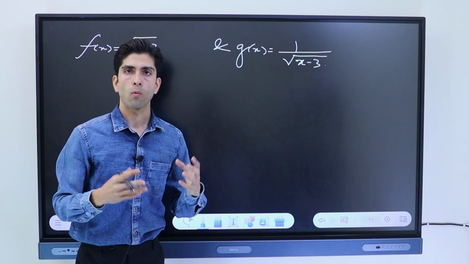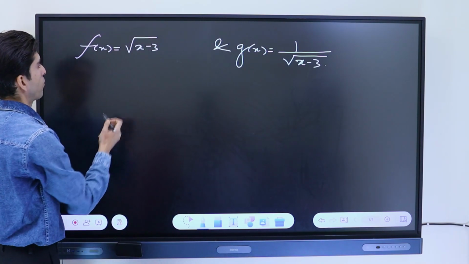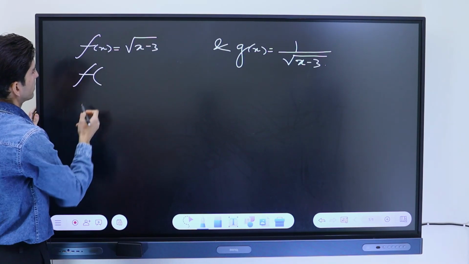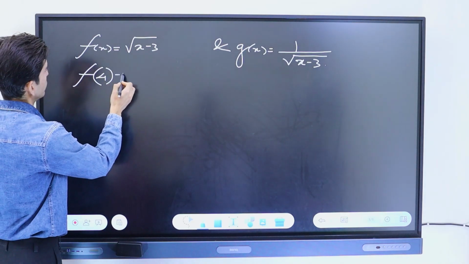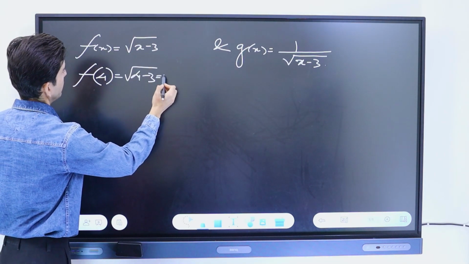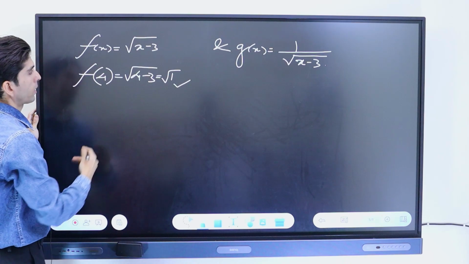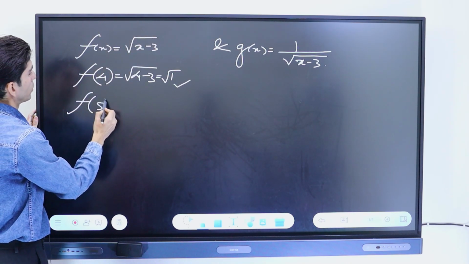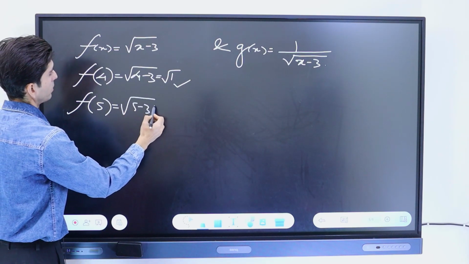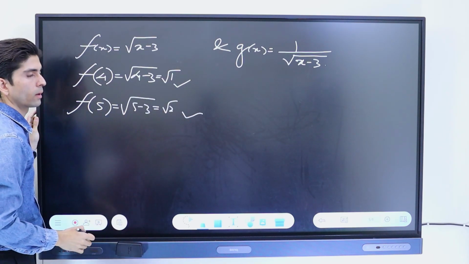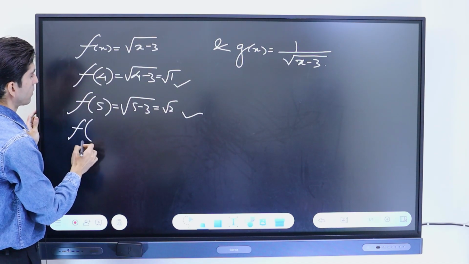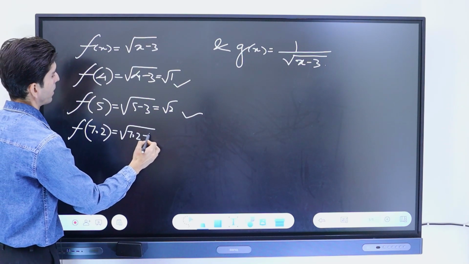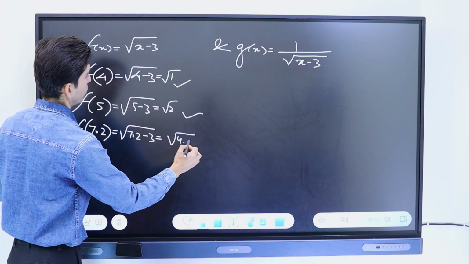Now what is this? Let's understand. If we observe f(x) = square root of (x - 3), let's take some values for x. If we take x = 4, we get 4 - 3, square root of 1. It is defined. This expression is defined if we take x = 4. If we take x = 5, we have 5 - 3, square root of 2. Again, it is defined. Let's take some non-integral values. If I write 7.2, again we have 7.2 - 3, it is 4.2. It is defined.